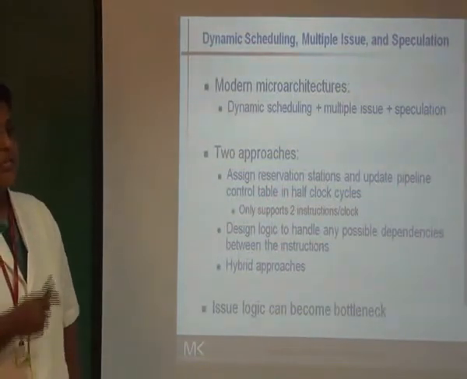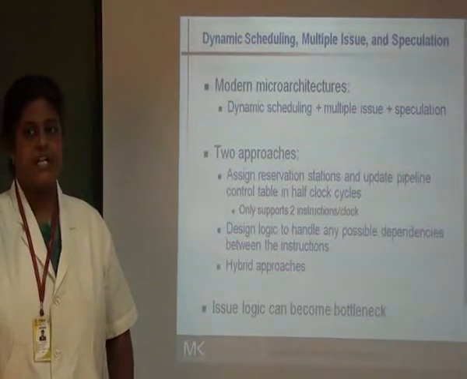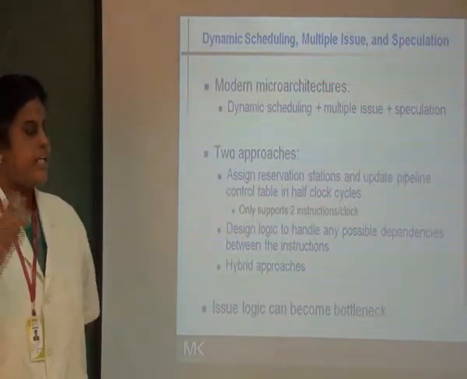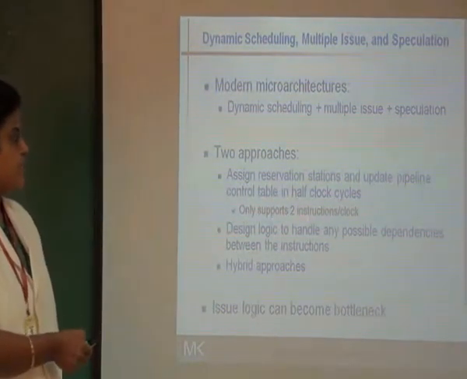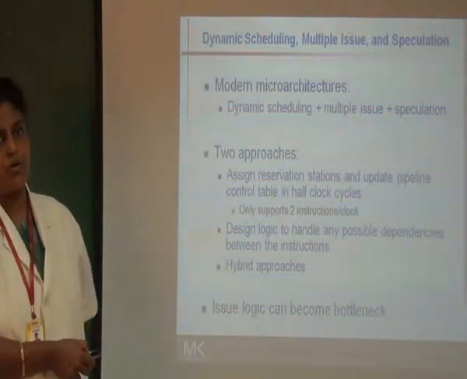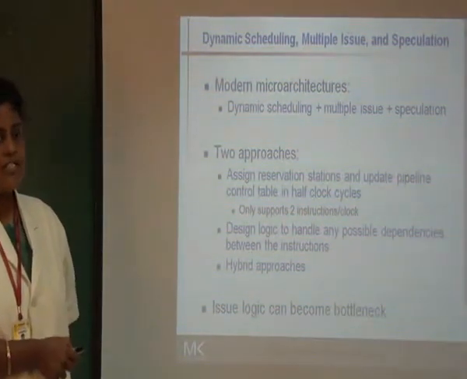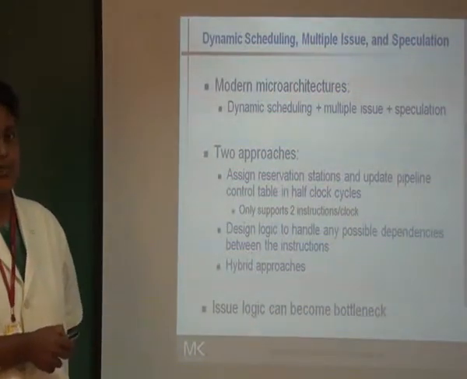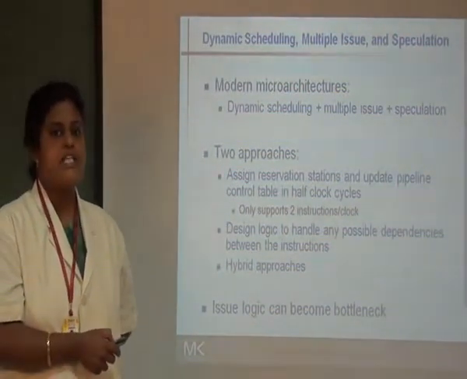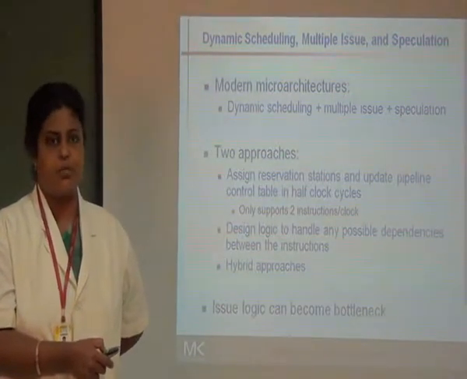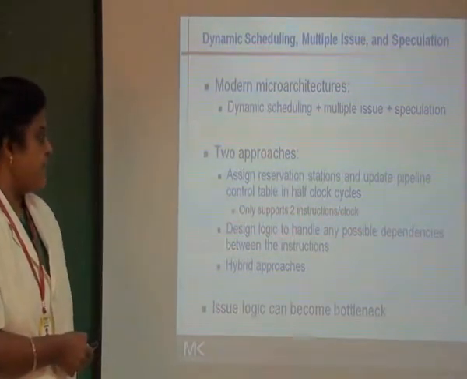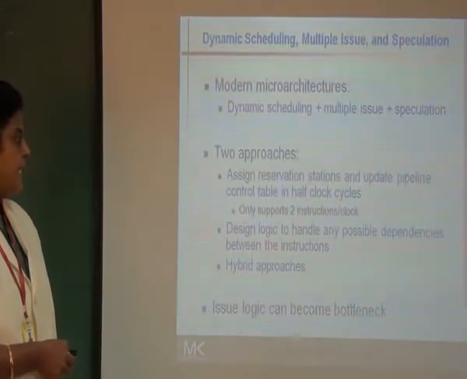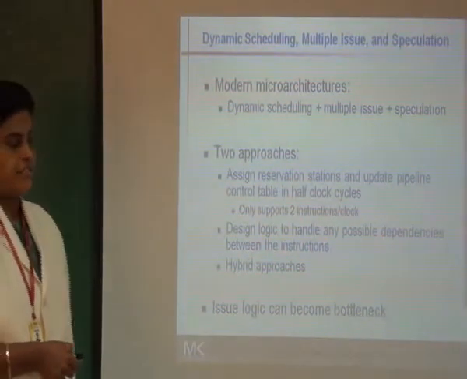cycles. So a word contains about 32 bits. In the case of these 32 bits, it is going to support only 2 instructions per clock. So a very long instruction word is what we bring in when we go for a multiple issue processor. Therefore, we can execute only 2 instructions per 1 clock cycle. And we can also design the logic to handle any possible dependencies between the instructions.